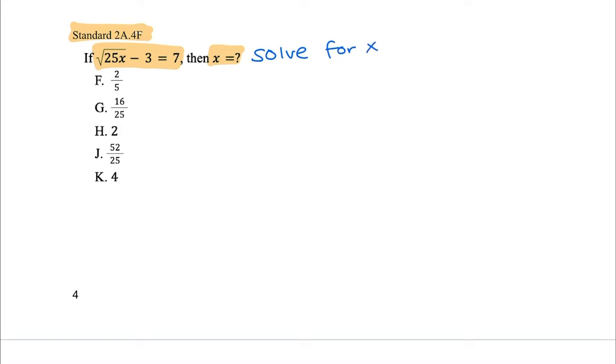Now, you can go ahead and do this mathematically if you wanted to. I'm going to show you guys how to solve this mathematically, but I'm also going to show you how to solve it graphically. If you're going to solve it graphically, you're basically going to separate the equation into two parts, the y1 part and the y2 part, right? This is going to be separated at the equal sign. So I'm going to get the left side of the equation, the square root of 25x minus 3, and then the 7 is going to be my y2.